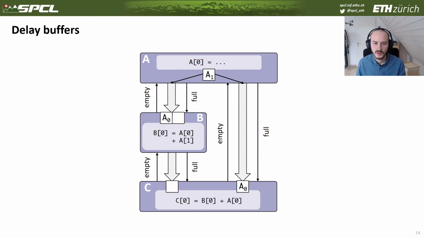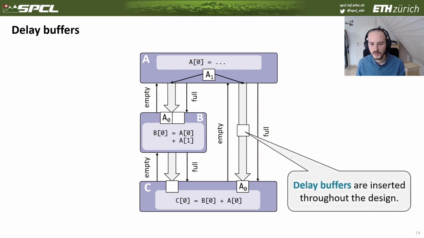So what do we do? Well, this is where we need delay buffers. So we can insert buffers throughout the design that can buffer these values until they're ready to be used. So if we inserted a buffer here on the path between A and C, then we could now process this next value of A, send it along, so it would go into the second index in the internal buffer of B, and then populate this delay buffer on the path between A and C.